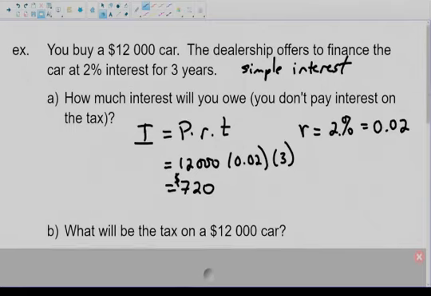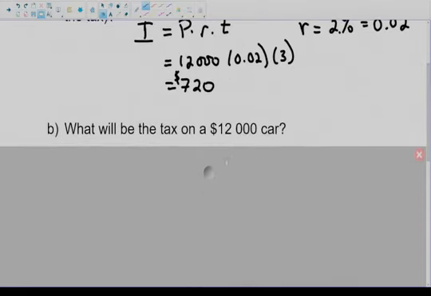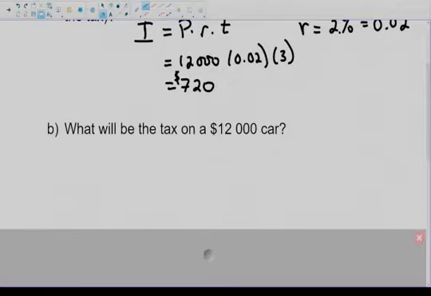Now let's calculate the tax on a car. Now, I'm actually not a finance person, so I'm assuming that you have to pay the full 13% tax on the car. Tax is 13%. We need to convert that to a decimal, which is 0.13.